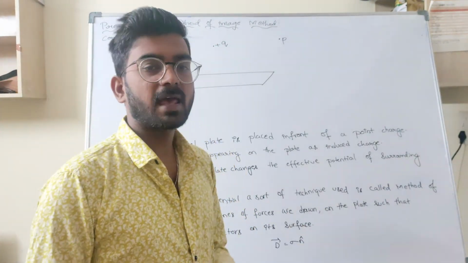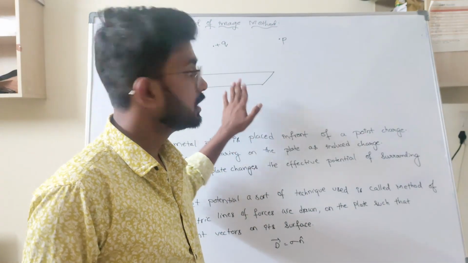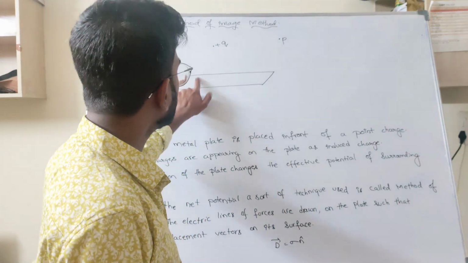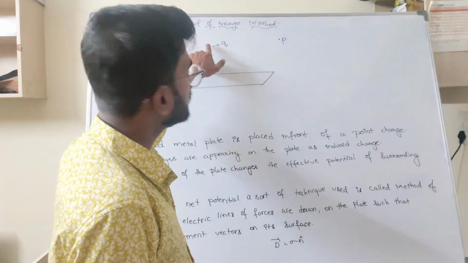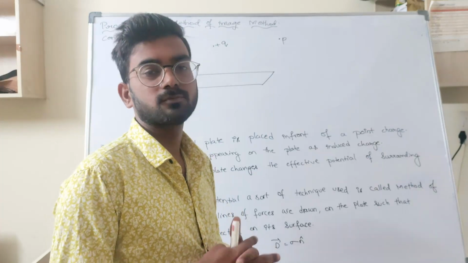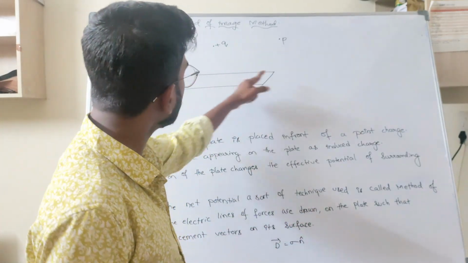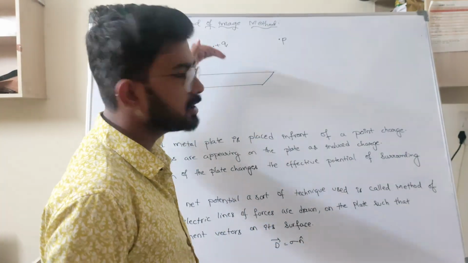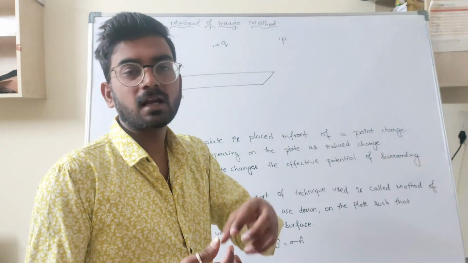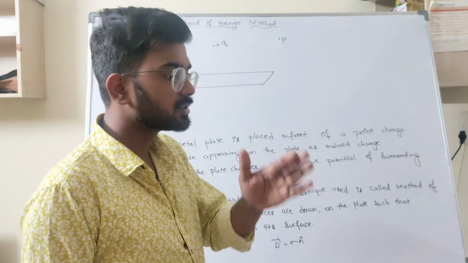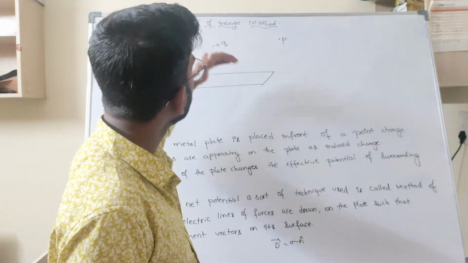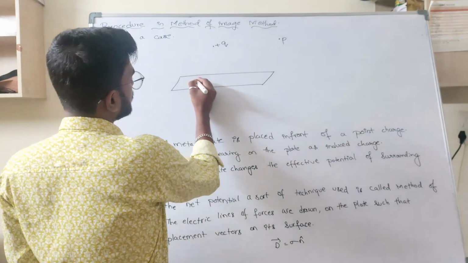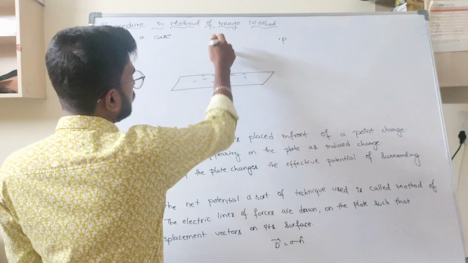Why negative charges? You know, this is a conductor. Correct? In a conductor there are free electrons. The total conductor contains free electrons. Now, as this is a positive charge, the positive charge and negative charge will attract. So when the positive charge is placed in front of a conducting plate, due to the attraction of the positive charge, the negative charges will move to the side where the positive charge is present. So there is an induction of negative charges on the side of the positive charge, this side.